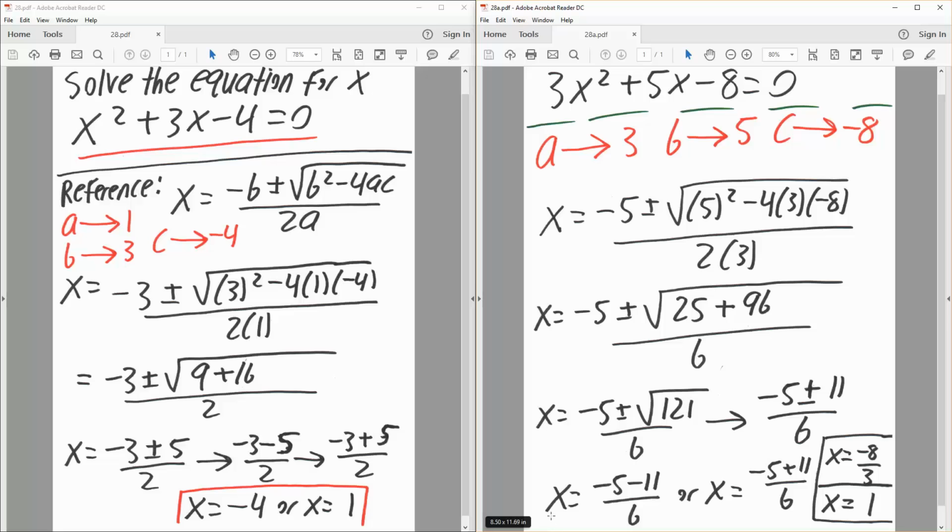So we could say that x is equal to minus 5 minus 11 divided by 6, or x is equal to minus 5 plus 11 divided by 6. So minus 5 minus 11 is minus 16 divided by 6. So we could say that's going to be negative 8 over 3. Minus 5 plus 11 is 6. 6 divided by 6 is 1. So x could also equal 1. And that's how we can solve using the quadratic formula.